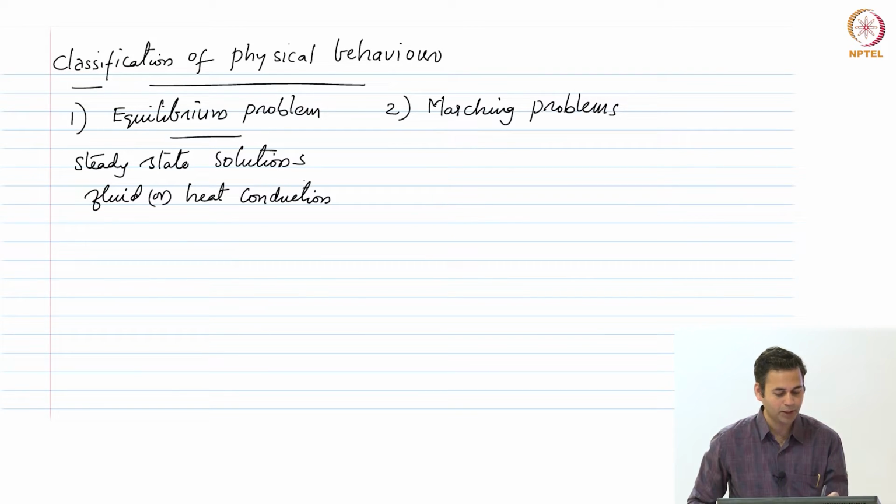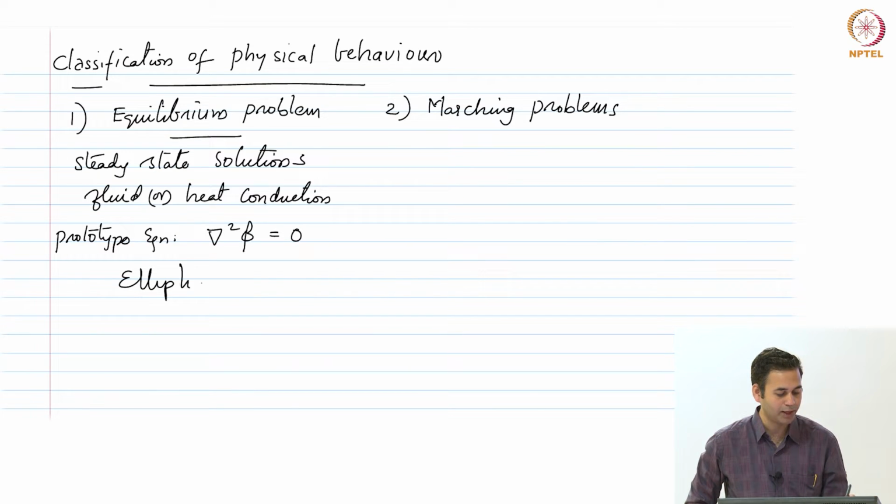And we also worked with a prototype equation. What was our prototype equation? It was Laplace equation, okay. So it was del square phi equals 0, okay. We also call these type of problems as with a name called elliptic equations, okay. And we noted that these problems require boundary conditions on all the boundaries. So we call these as boundary value problems, okay.